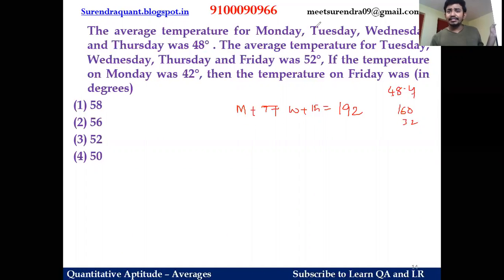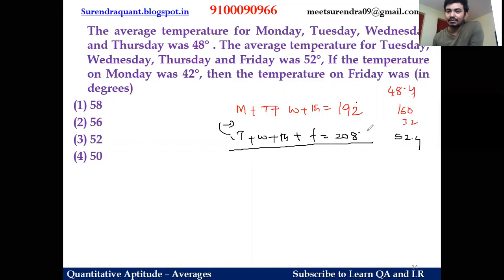Okay. Now the average temperature for Tuesday, Wednesday, Thursday, and Friday is 52. If the 4 days' average is 52, what is the sum? 4 times 50 is 200, 4 times 2 is 8. So 200 plus 8, 208 degrees, right? Now, guys, when I take the difference, subtract the first one from the second one, Tuesday, Tuesday, Wednesday, Wednesday, Thursday, Thursday cancel. This leaves F minus M, I mean Friday minus Monday. This difference is how much, friends? 208 minus 192, 16 is the difference.